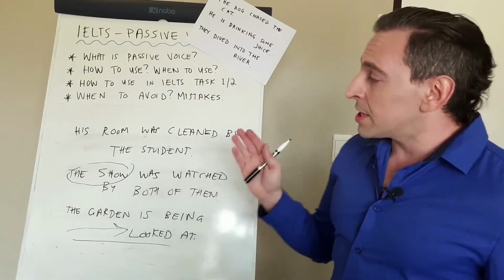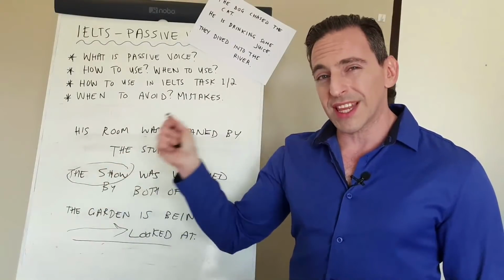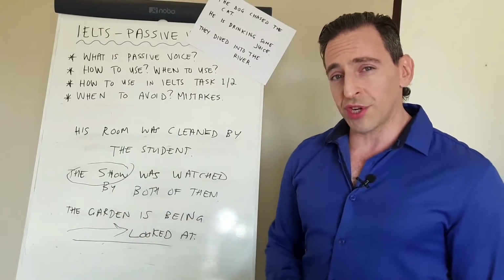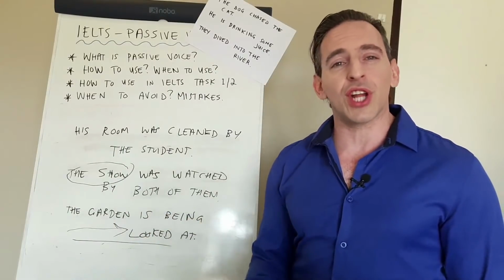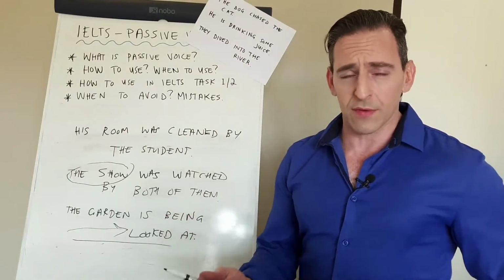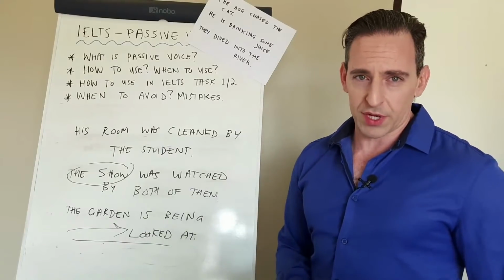So those are the times when you need it. Let me say them again. You want to make the object the center of the sentence. You don't know who the subject is, or the subject is unimportant. There are probably other uses as well. Of course, this is English. But those are the main reasons I use passive voice.